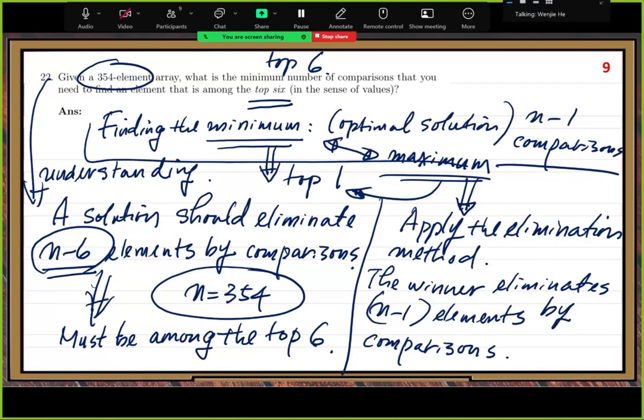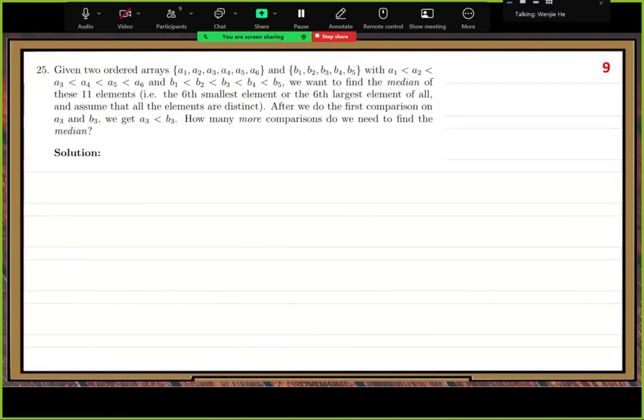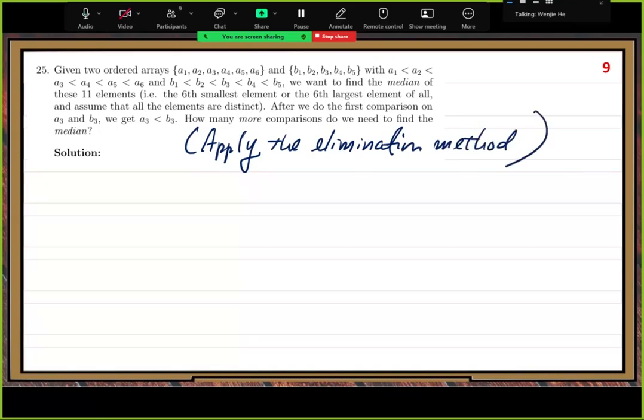Okay. All right. Last question. Number 25. Another one, because here I want to practice the elimination method. You need to apply the elimination method, because that method is very important. So I want you to practice many, many times in your thinking. All right.